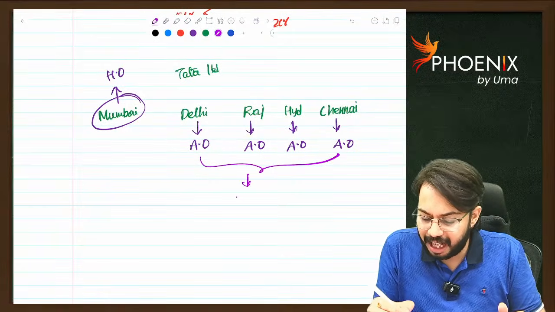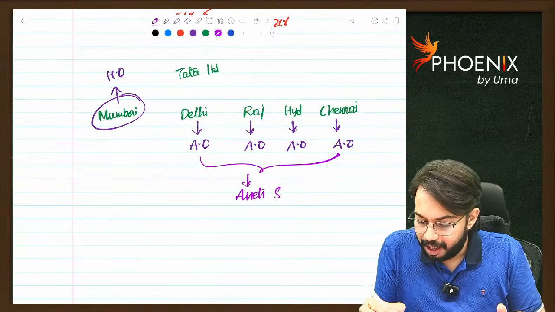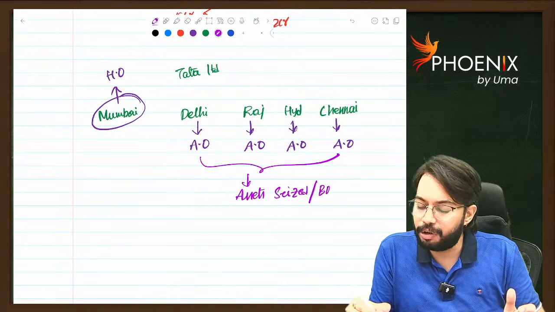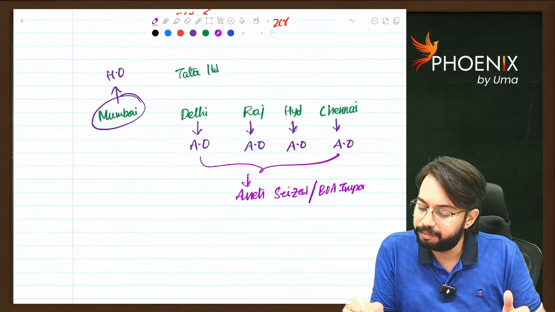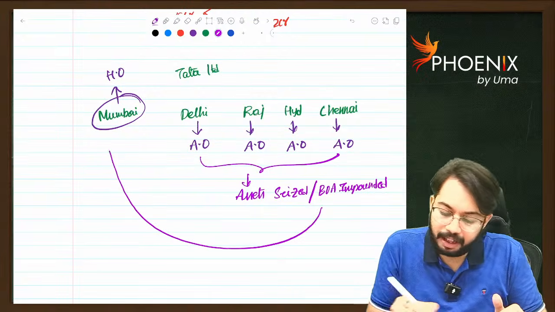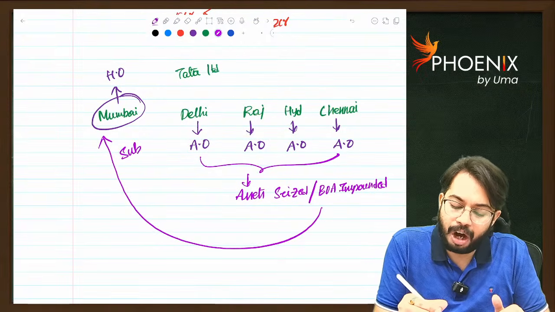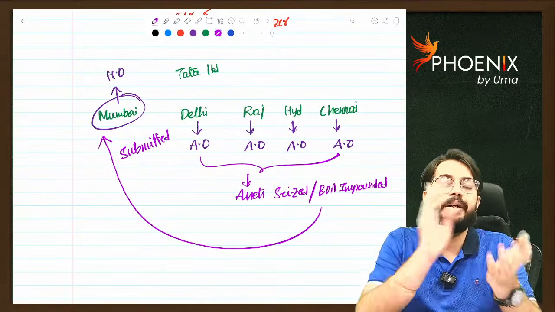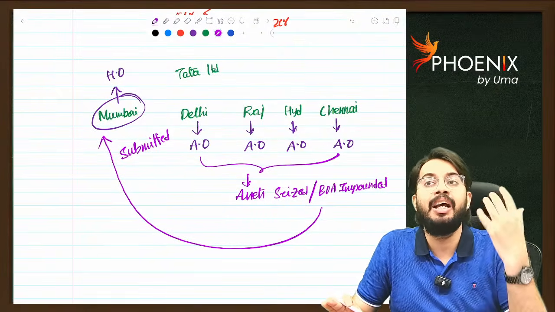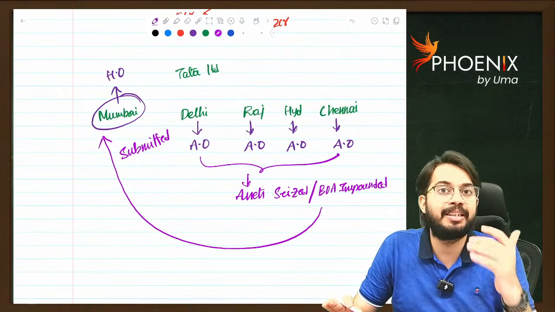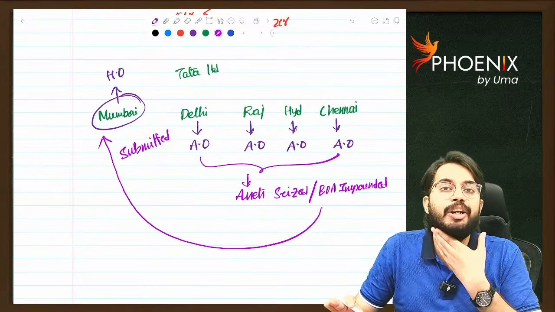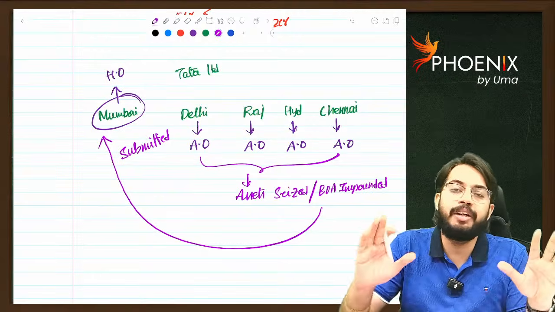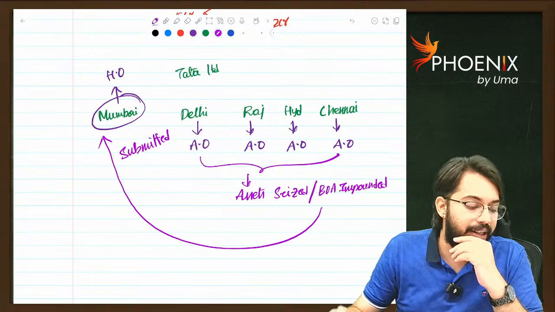assets seized or whatever the books of accounts impounded are there, all these will be submitted to the AO having jurisdiction over the head office. Okay, within 60 days they will submit the books of accounts and assets that are seized to the assessing officer having jurisdiction over the head office, so that that assessing officer can proceed further and he can complete the assessment. Able to understand?